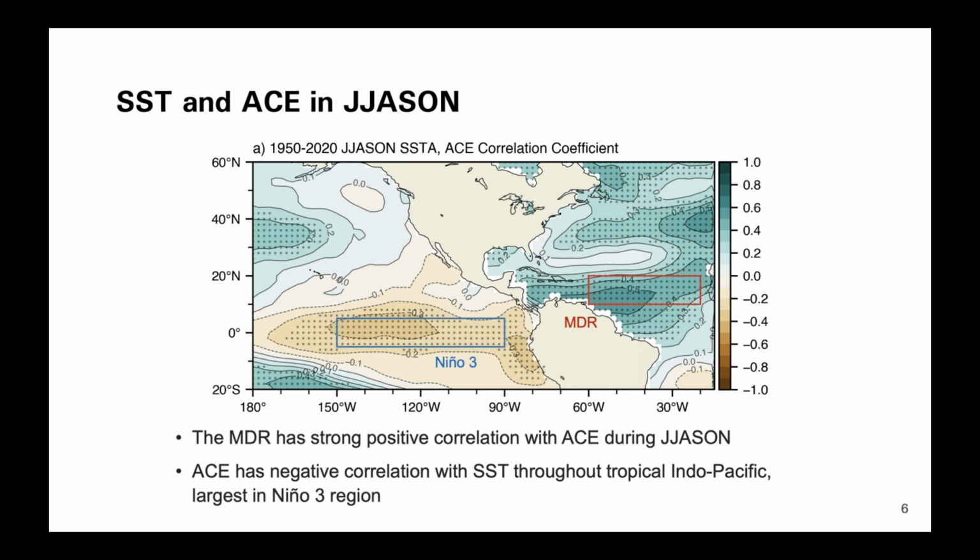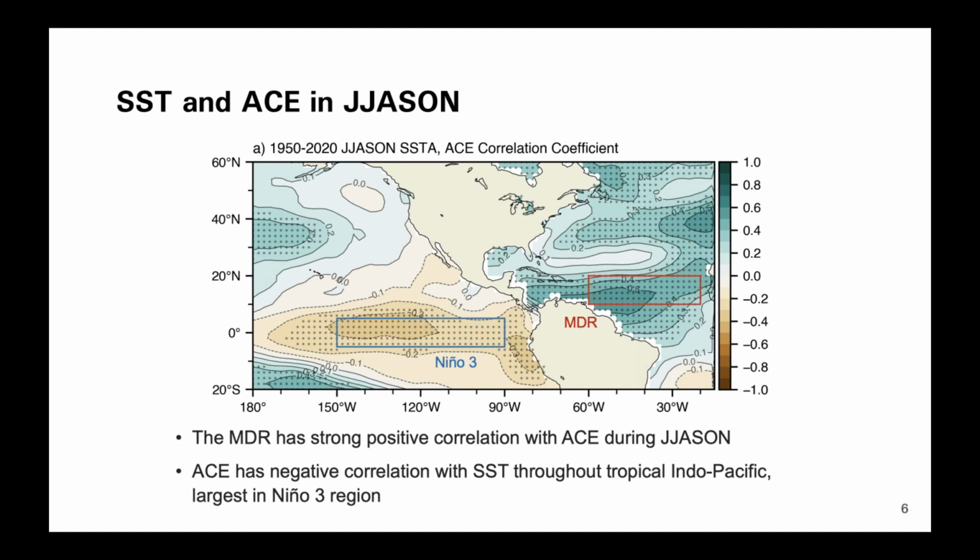So before looking into the early and late season specifically, let's first establish the influence of the local and remote SSTs on Atlantic tropical cyclone activity during the full hurricane season. The figure here is a spatial correlation map showing the relationship between ERSST version 5 SST anomalies and ACE during JJASON. Green values denote a positive correlation, while brown values show a negative correlation, and the stippled regions show where the correlations are statistically significant at the 95% confidence level.